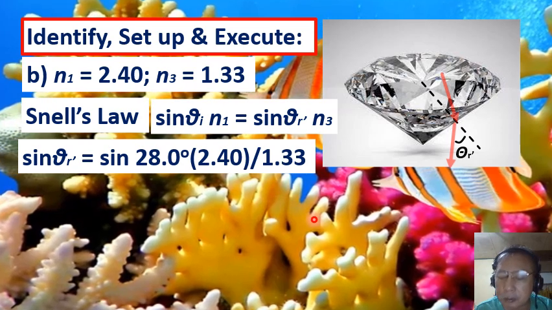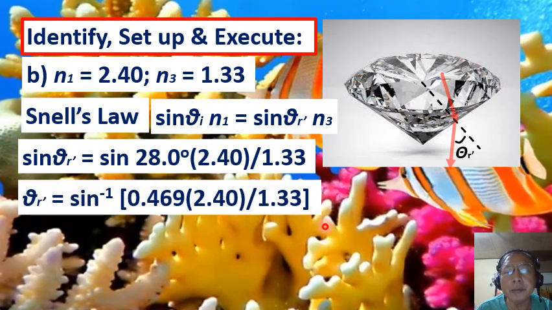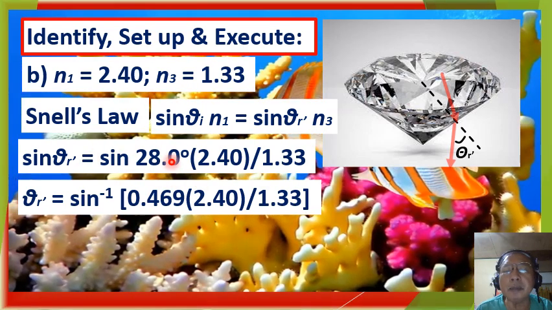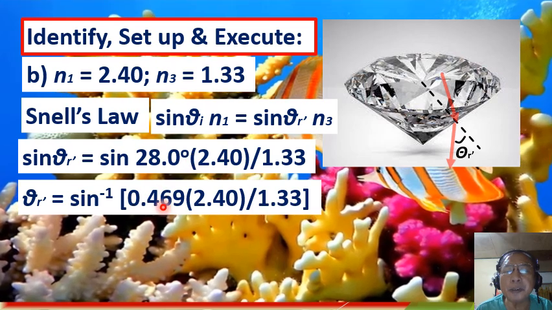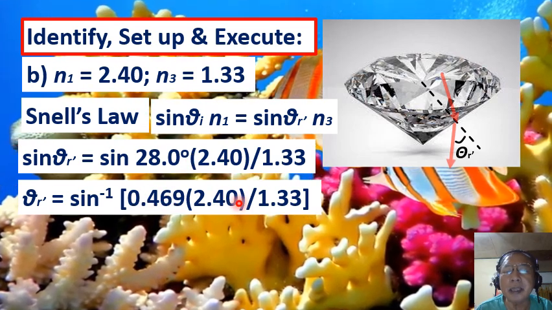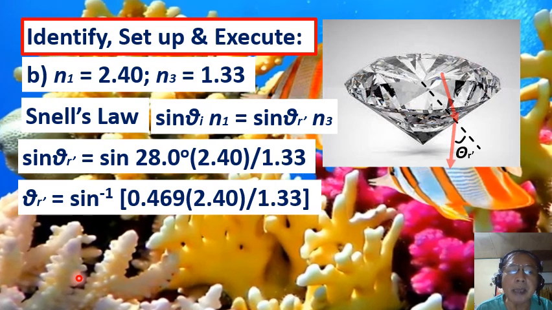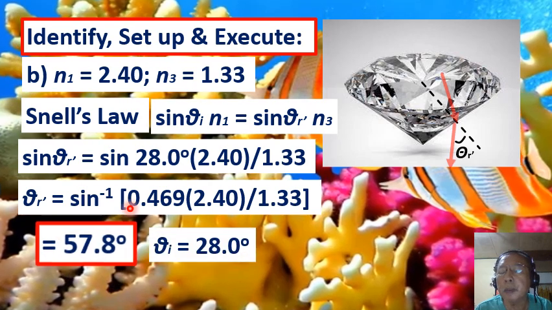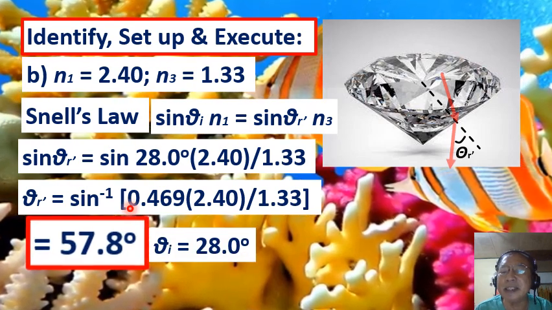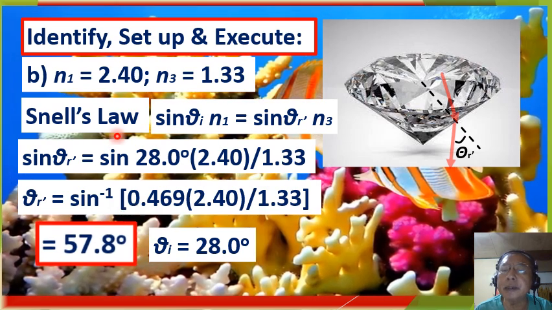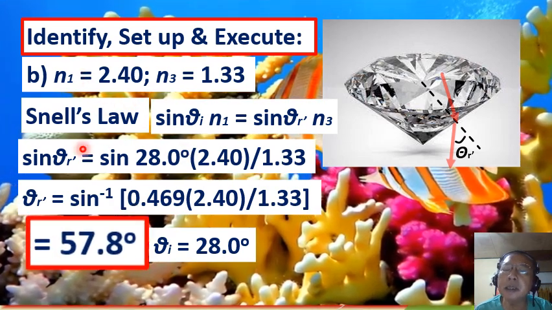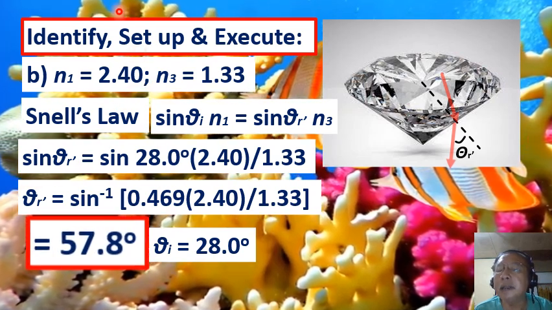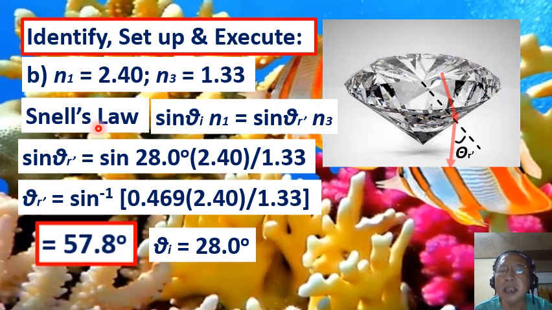So when we do our math, getting the sine value of 28.0 degrees, which is 0.469. And finally, we come up with the angle of refraction, theta r prime, equal to 57.8 degrees in three significant figures. So as emphasized in the drawing, this angle of refraction is much larger than the angle of incidence, as expected.